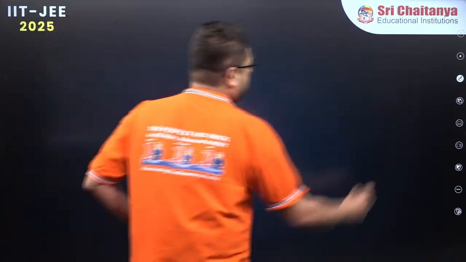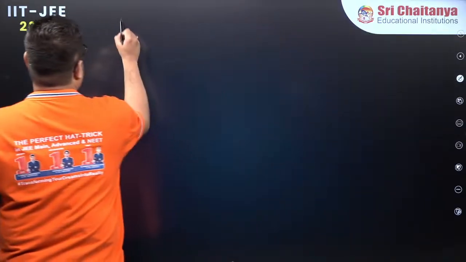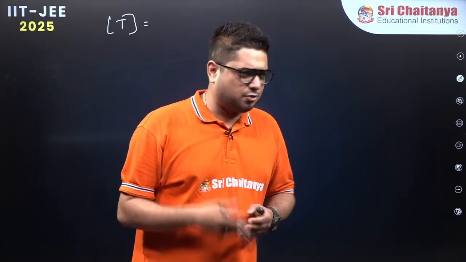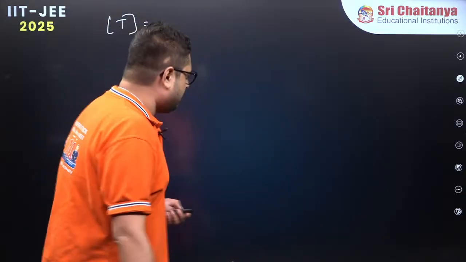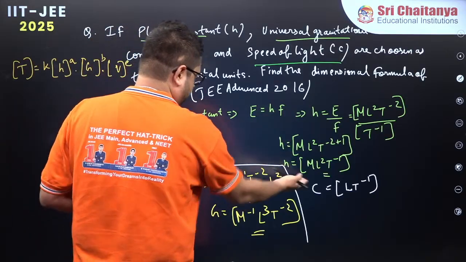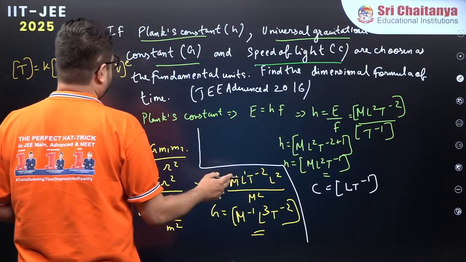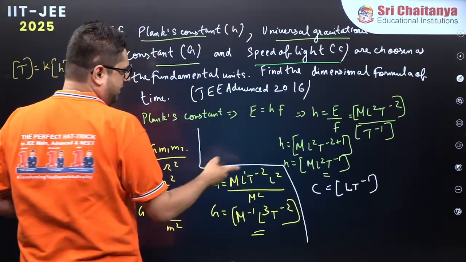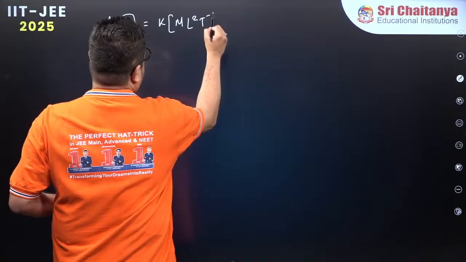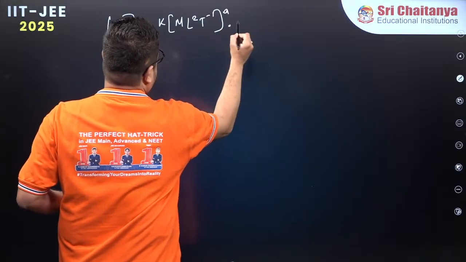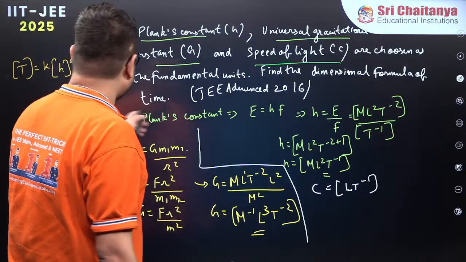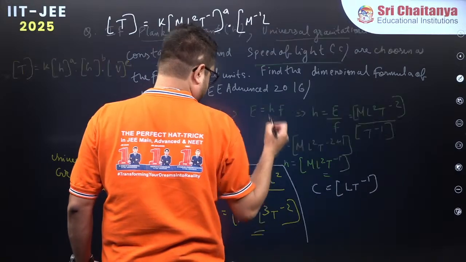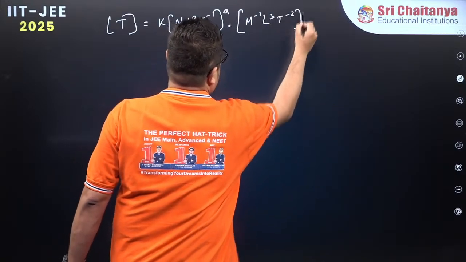Now let's write down the exact expression. Time on the LHS is a fundamental quantity, so we won't be able to deduce it further. But for Planck's constant we already have it: some constant times M L^2 T^-1 to the power of a. Now for the gravitational constant, which I already obtained, that is M^-1 L^3 T^-2 to the power b.